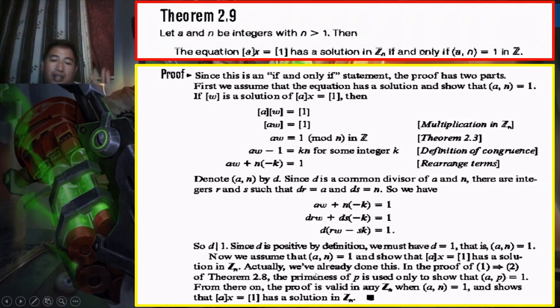So, actually, dala din kasi yung reason. We're already done this in the proof of 1 implies 2 of Theorem 2.8. The primeness of P is used only to show that GCD of A and P equals 1. So from there on, the proof is valid in any Zn when the GCD of A and N is equal to 1, and shows that AX equals 1 has a solution in Zn. Show na nato ni ganina class sa 1 implies 2 sa Theorem 2.8. Okay, so na explanation na siya.